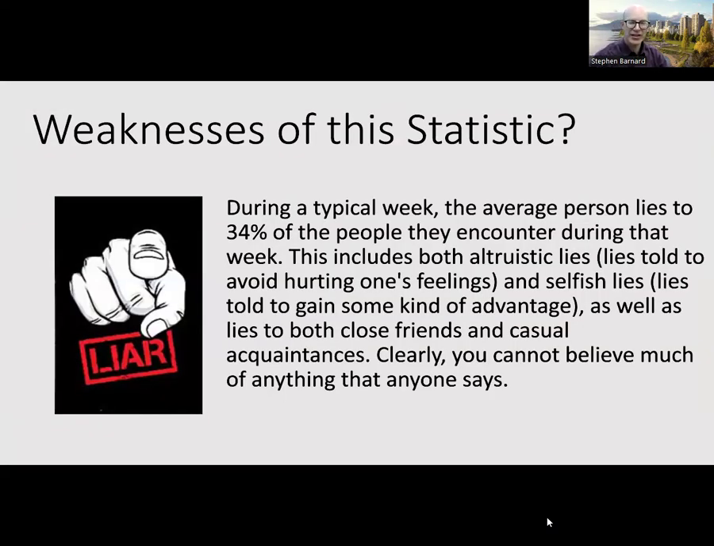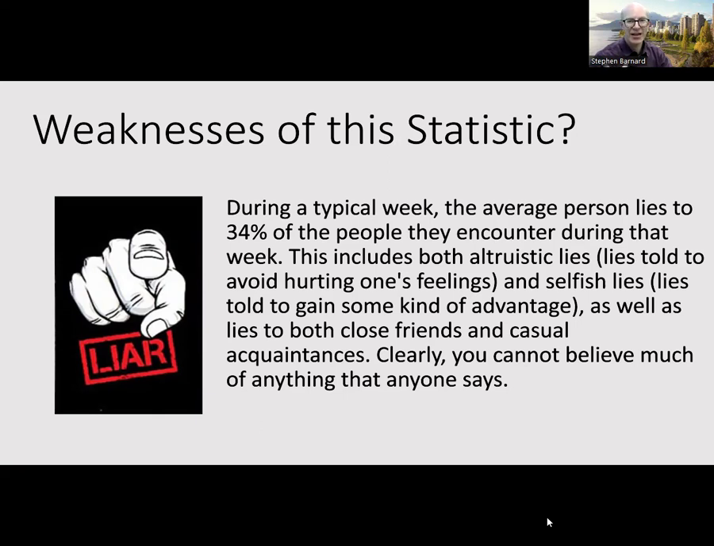This last example here, which I gave you in class, talks about how the average person lies to 34% of the people that they encounter during the week. This is a very good case of a premise that does not actually say what we think it says. When I listen to students talk about this premise, during the typical week, the average person lies to 34% of the people. Many people misunderstood and thought it was somehow related to the number of times that they lie. For example, they lie 34% of the time.